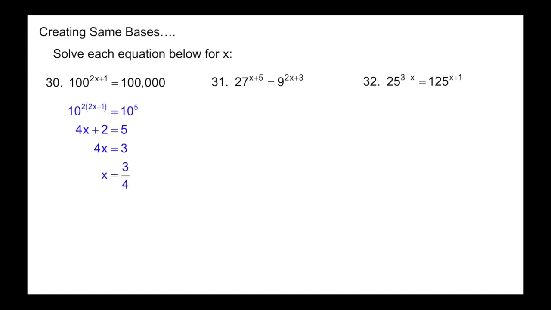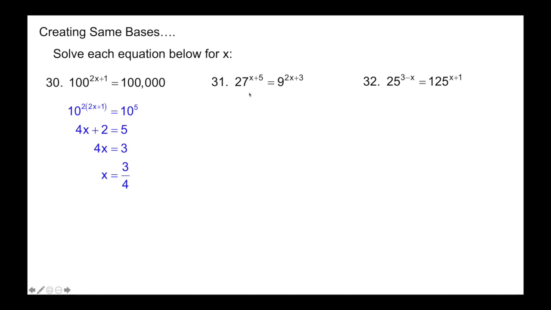Instead, I'll go with 10. 10 squared is equal to 100. I will have to distribute that 2 in. And then over here, 10 to the 5th is equivalent to 100,000. From there, I'll set the exponents equal. This becomes 4x plus 2 is equal to 5. We subtract 2, we get 4x is equal to 3. Divide by 4, and I'm going to get 3/4 for this one.